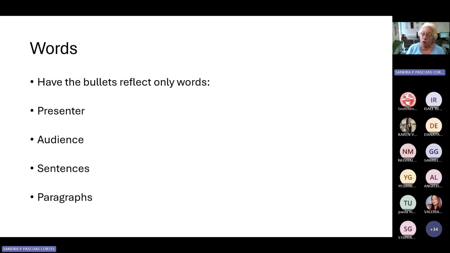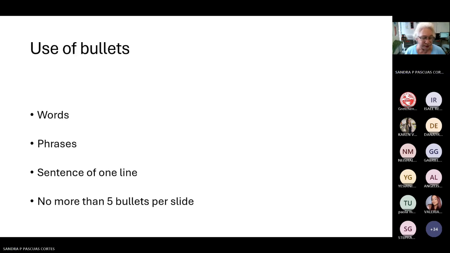Now, when you have words, have bullets reflect only words. For example, the presenter, and you talk about the presenter. The audience, and I refer to all of you. The sentences, and then I explain the sentences can only be of one line. And the paragraphs. You use paragraphs when you quote, and only when you quote. All right? One moment, please.